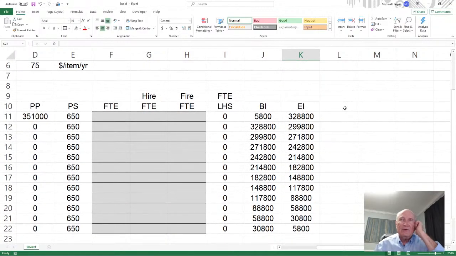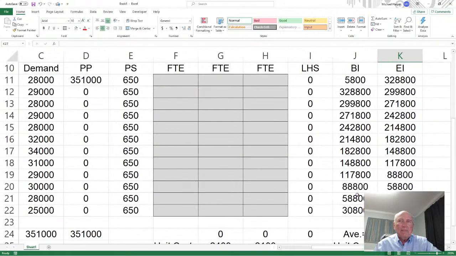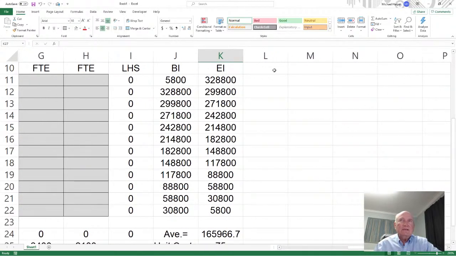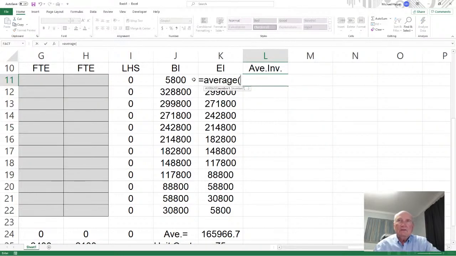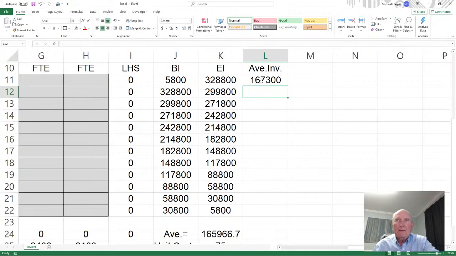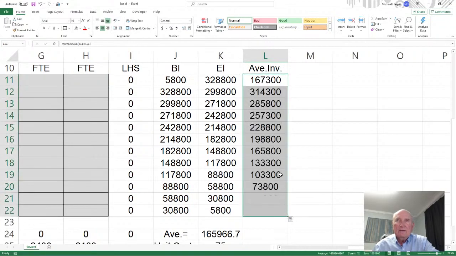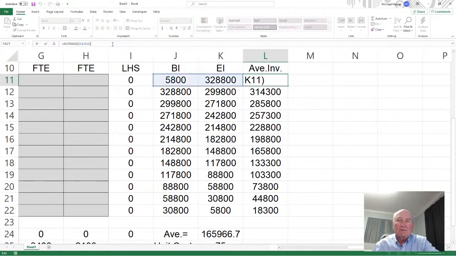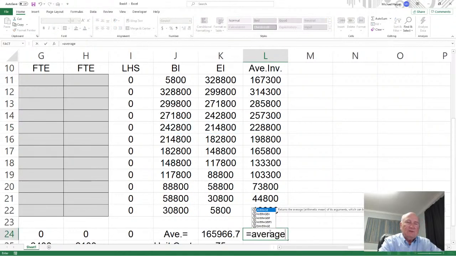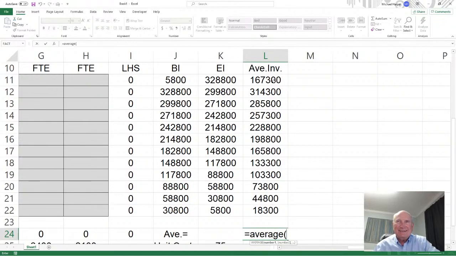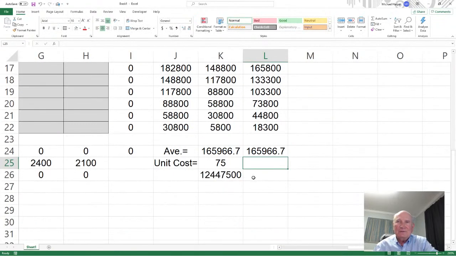Let's take the average inventory. Let's make this bigger so you can see it a little better. I can move things around. So let's take the average inventory here, equal to the average of these two numbers. Click, click. Bring these down, and you see each of these is the average of those two numbers. And then down here, if I take the average of the averages, it'll be the average. It doesn't matter the order; these two are the same numbers.